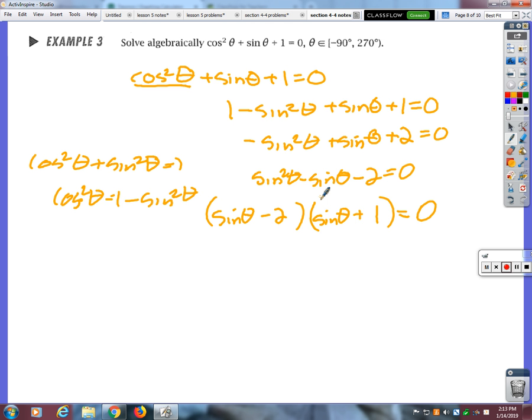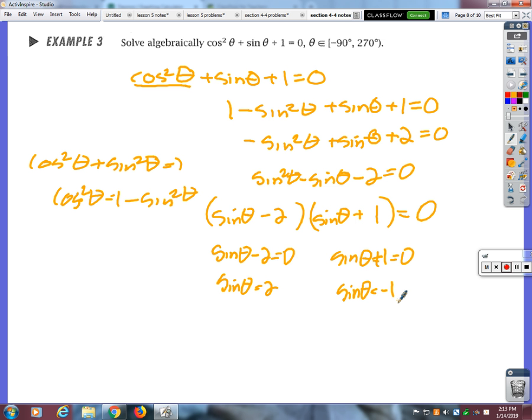Okay, so then you remember, I hope, from last year in advanced algebra, that if you have two things that multiply together to equal 0, either this is 0 or this is, whoops, plus 1 is 0. Okay? So if it's the first one that is equal to 0, what does sine of theta have to equal? 2. And if it's the second one that equals 0, what does sine of theta have to equal? -1.